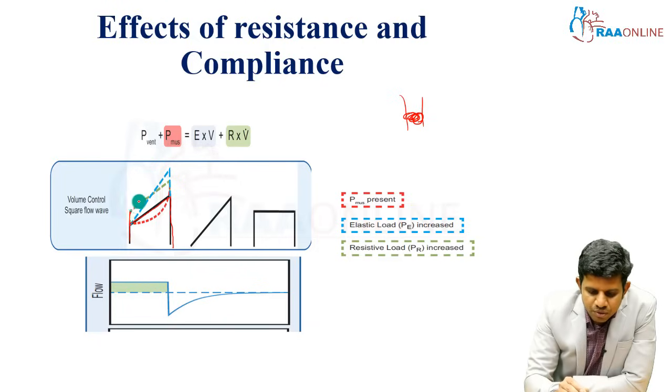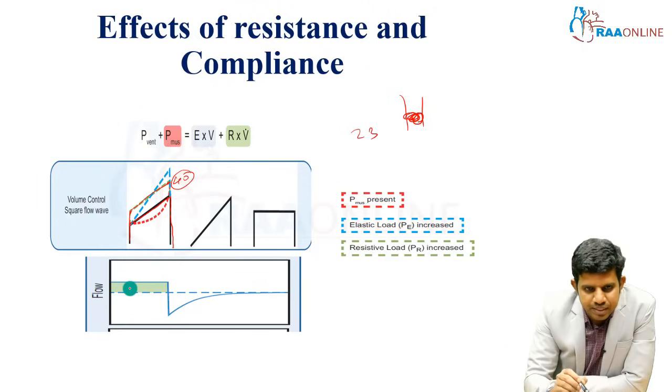So during the whole inspiration, the pressure is high. At end of inspiration, the peak pressure was, for example, 23 before, and now it's 40. Which means that if there is increased resistance, my peak pressure will rise.